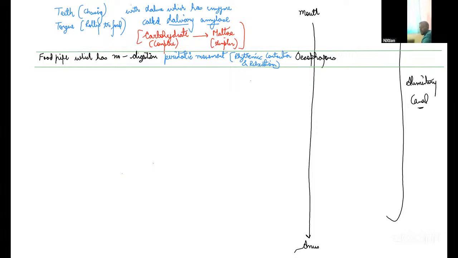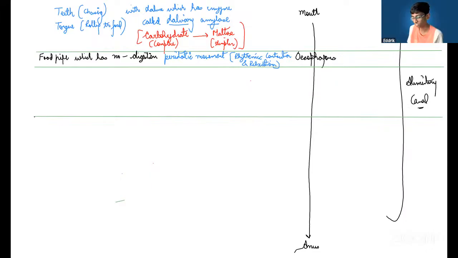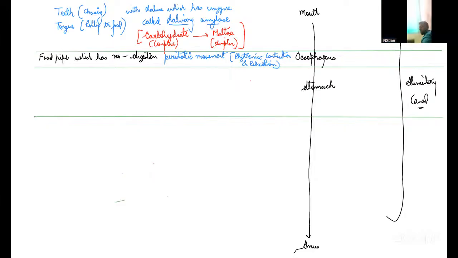Now, the important role, the stomach, will come. The stomach is also muscular. It's an organ, and it's muscular. Good. Now, everyone, please listen. The stomach is going to look like this.